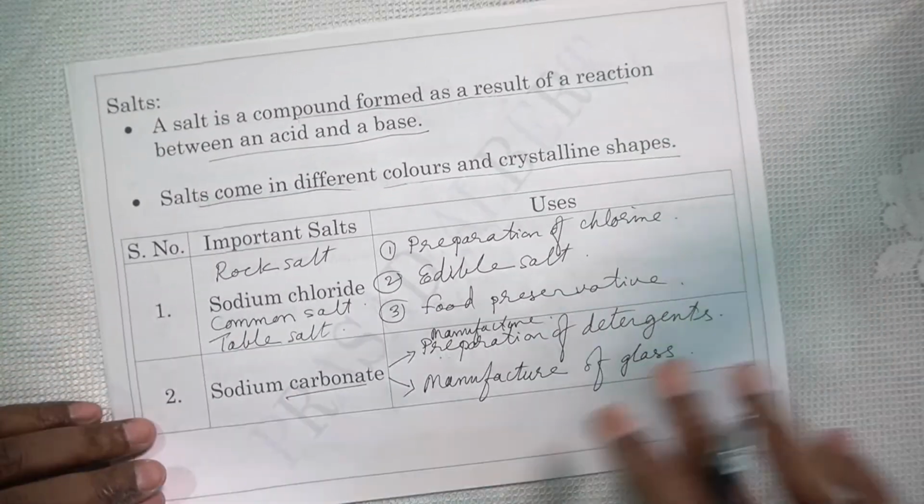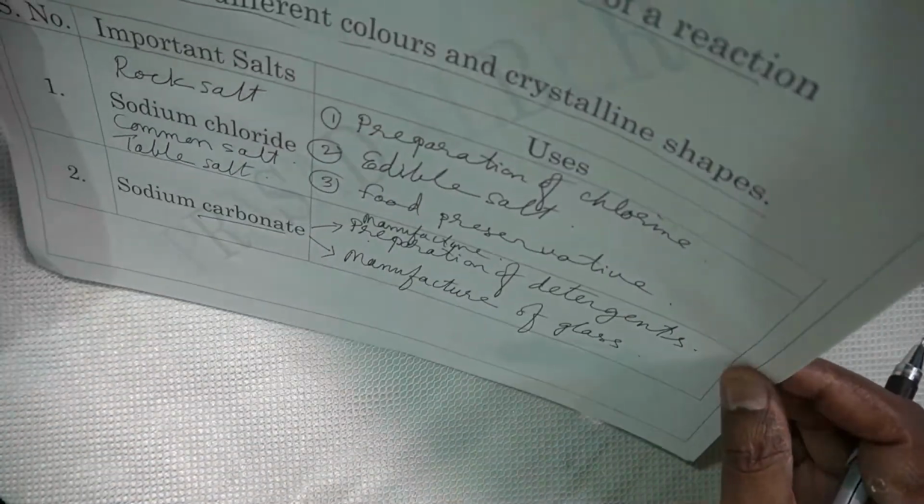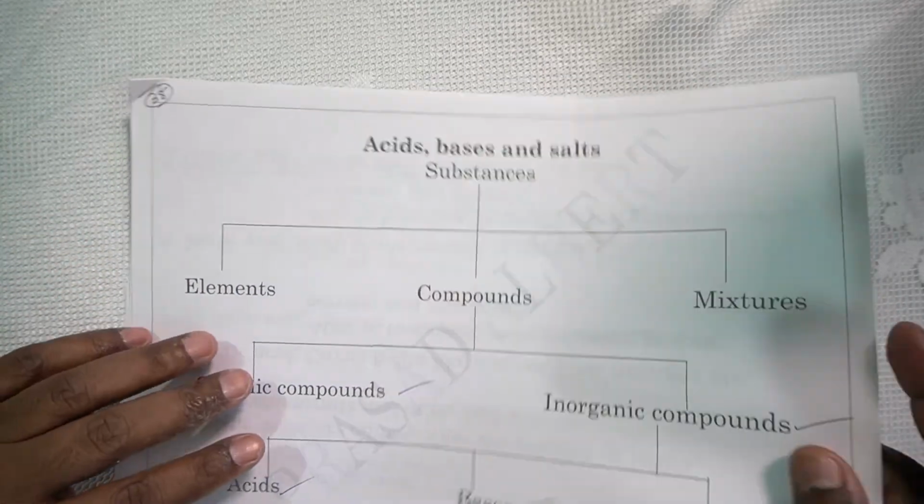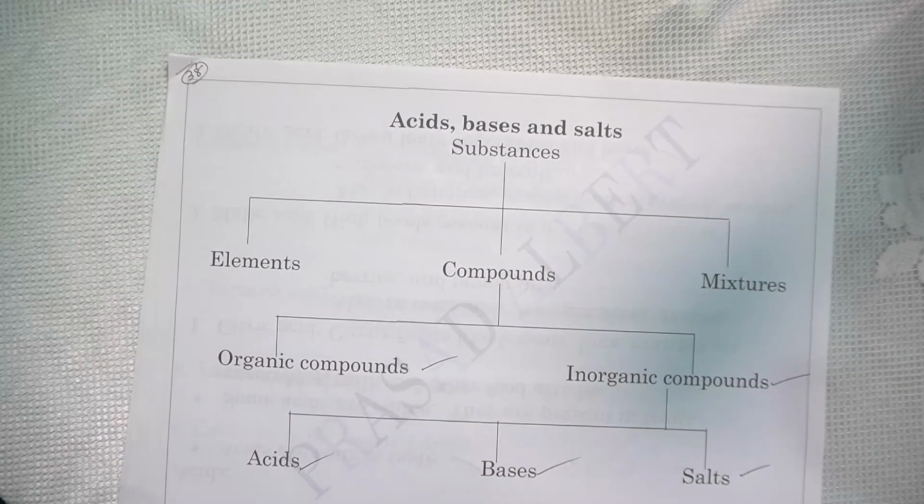So, we have now concluded all the uses of acids, bases and salts, and also we have seen generally what they are. So, students, I hope you understood this. We have seen in a nutshell what are acids, bases and salts. Now, in the following videos, I will be giving detailed study of acids, also bases and also salts.